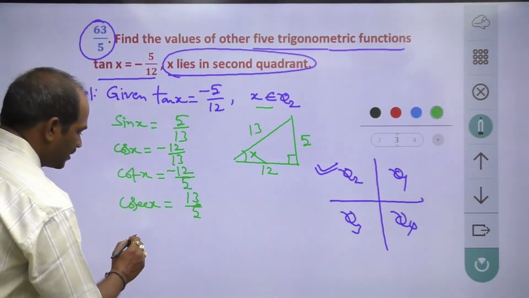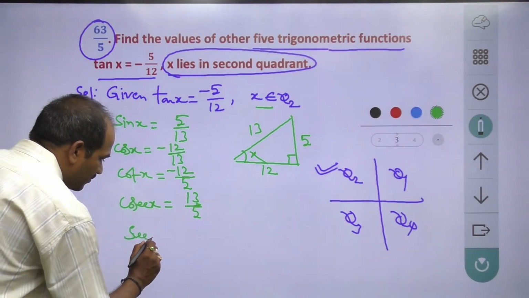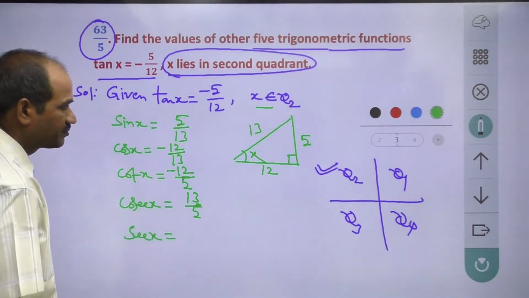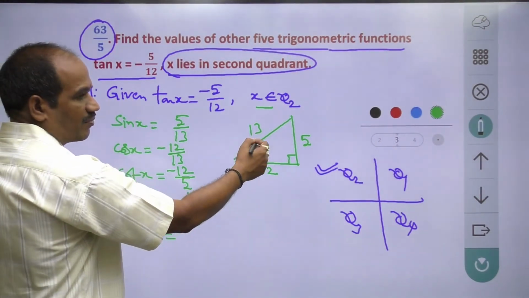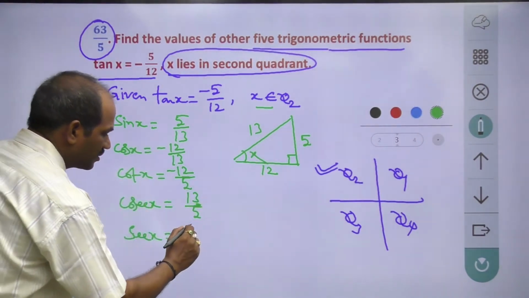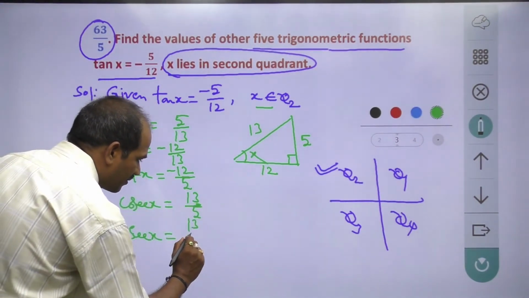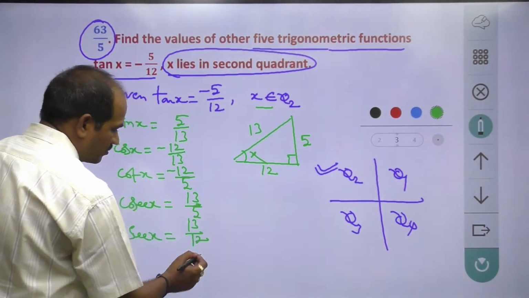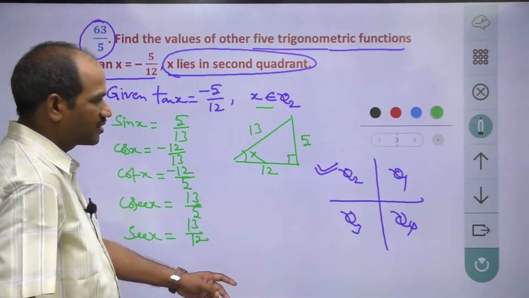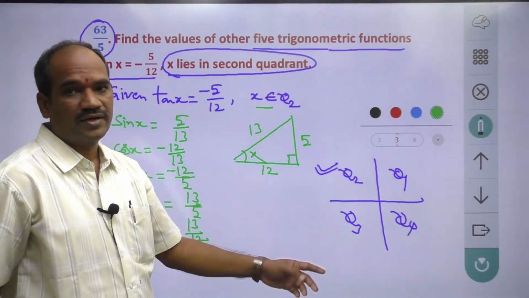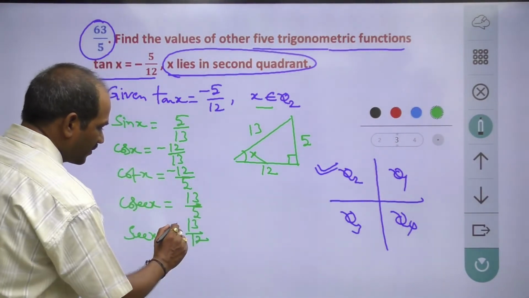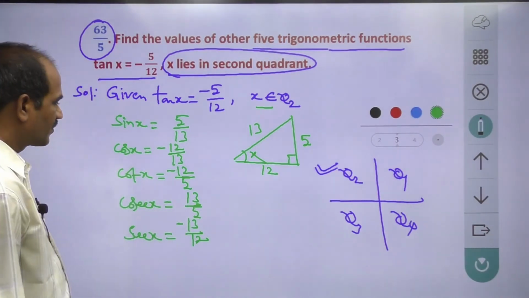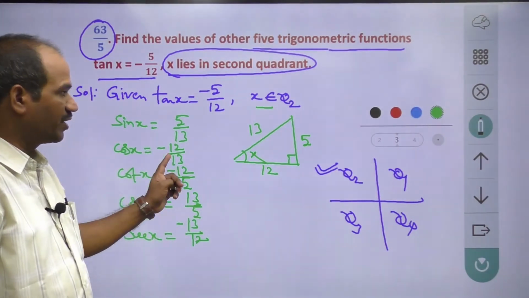Next, secant x is equal to hypotenuse by adjacent side. This value is 13 and this value is 12, so 13 by 12. In the second quadrant, secant x is a negative value, so we take minus. So these are the other five trigonometric ratios.